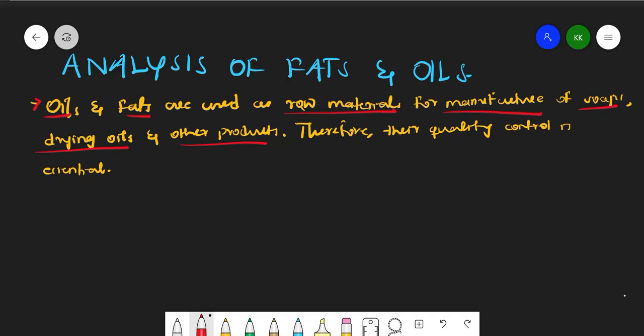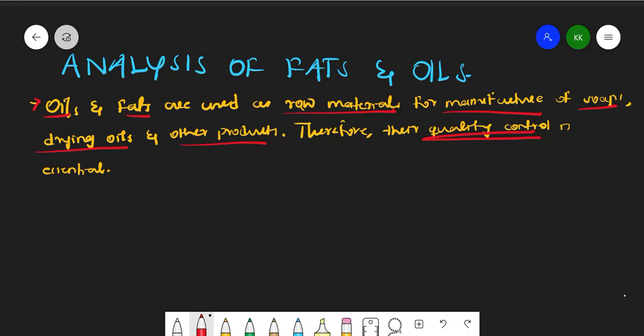So we use these oils and fats for all these purposes. We prepare soaps, drying oils. What are drying oils? That is, we use it in the paint industry. Everything I will tell you in the next video, right? So about drying oils and other products. Therefore their quality control is very essential. So this analysis means we see the quality of fats and oils.